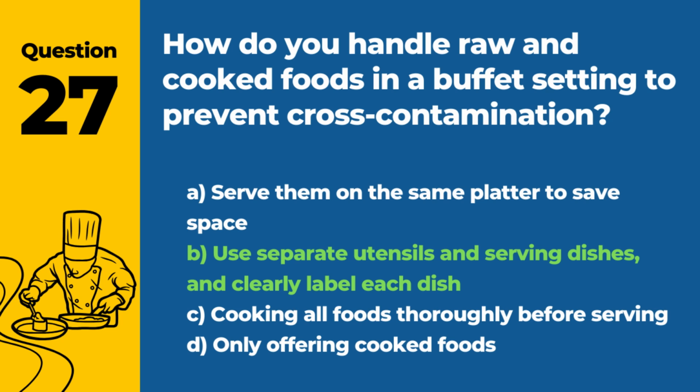Answer B. Use separate utensils and serving dishes and clearly label each dish. To prevent cross-contamination in a buffet setting, it's important to use separate utensils and serving dishes for raw and cooked foods, and to clearly label each dish to inform customers of what they are selecting.